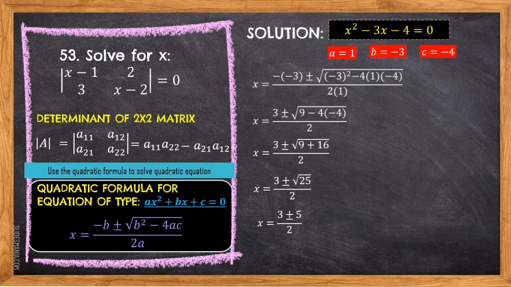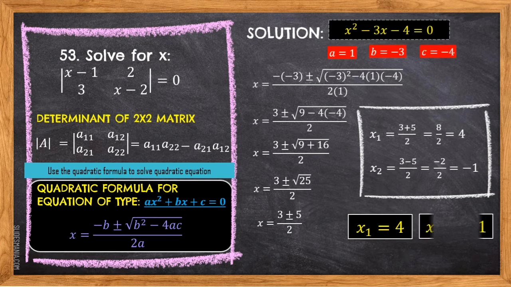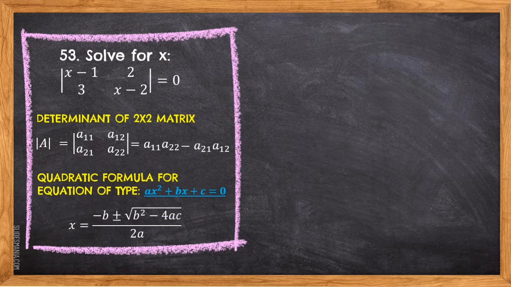We have two values of x, the positive and the negative. So let's separate. x sub 1 is equal to 3 plus 5 all over 2, which is equal to 8 over 2, which is equal to 4. So x sub 1 is equal to 4. Next, x sub 2 is equal to 3 minus 5 over 2, which is equal to negative 2 over 2, which is equal to negative 1. So x sub 2 is equal to negative 1. We now have two values of x: x sub 1 is equal to 4 and x sub 2 is equal to negative 1.